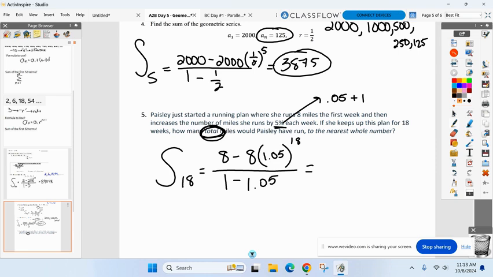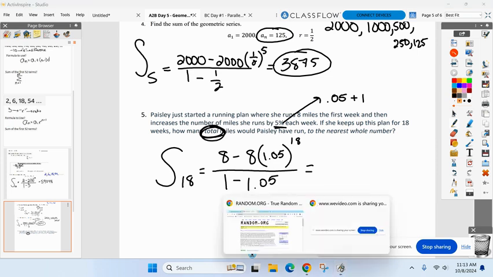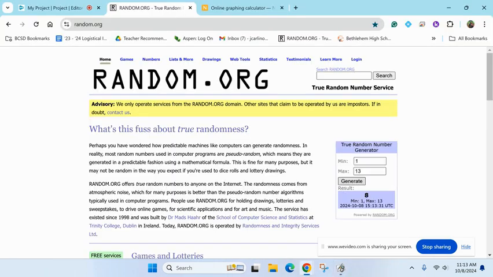So increase, I add 1. Decrease, I'm going to subtract it from 1. Make sure you round to the nearest whole number when you type it in. Let me know how many miles she's running here.